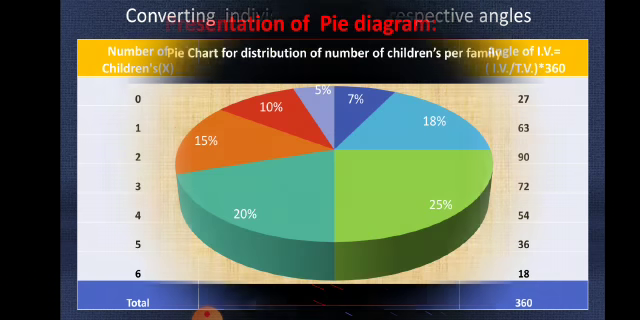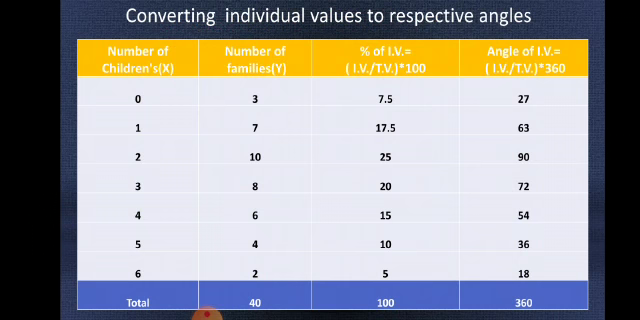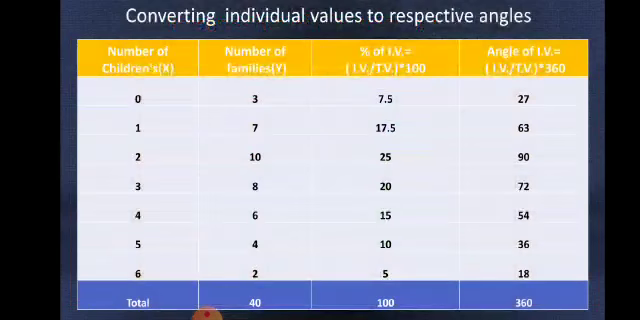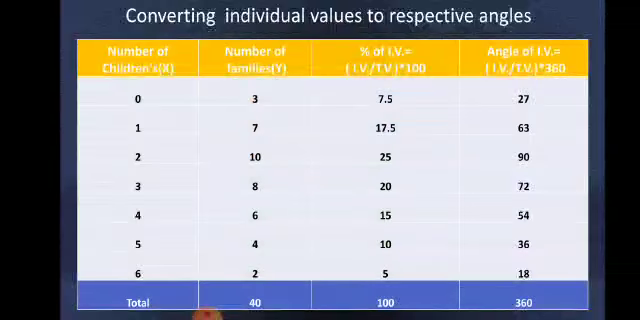See in the example. This 7.5 percent is taken as 7 percent, and 17.5 can be taken as 18 percent. 7 percent contributes 27 degrees, and 17.5 percent contributes 63 degrees. And 25 percent is represented in the form of 90 degrees.